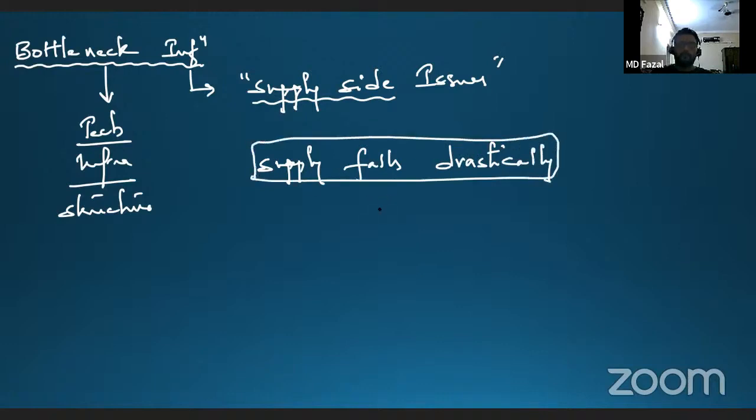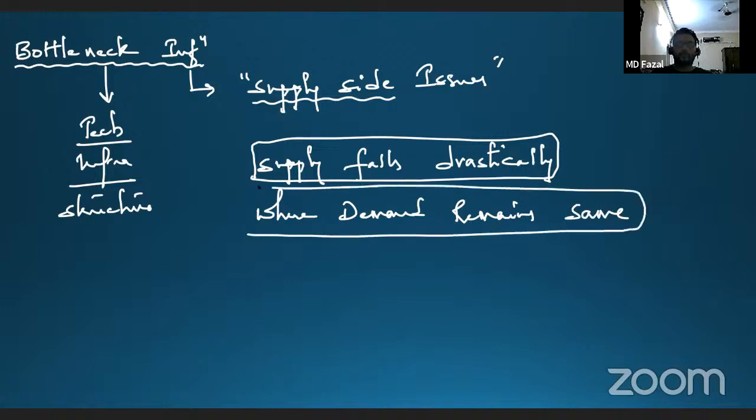Where demand remains the same. So there is no change in the demand, where the demand remains a similar percentage. But the supply has fallen drastically and there is no change in the demand. So this is called bottleneck inflation.